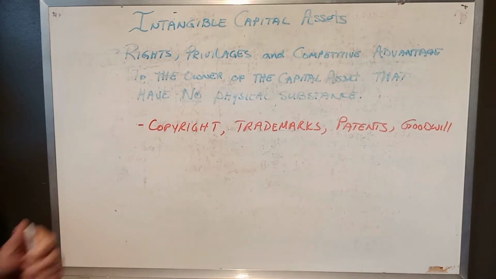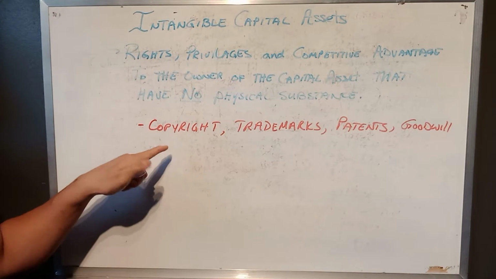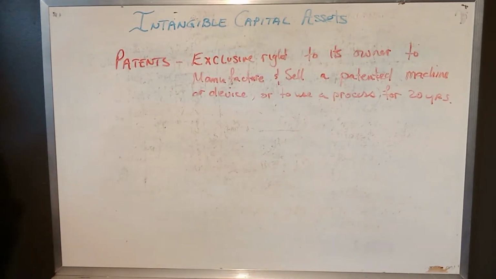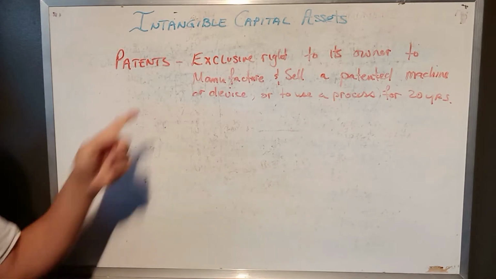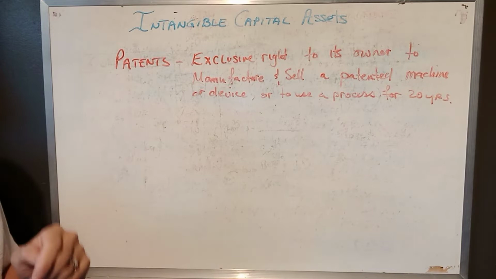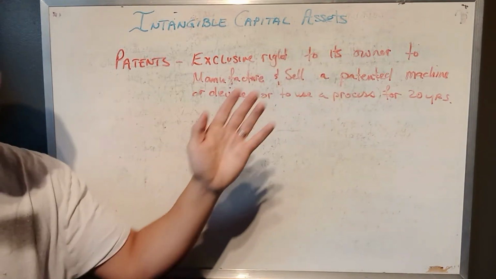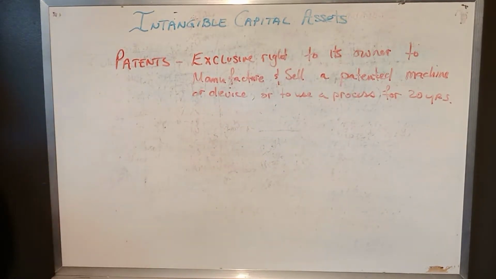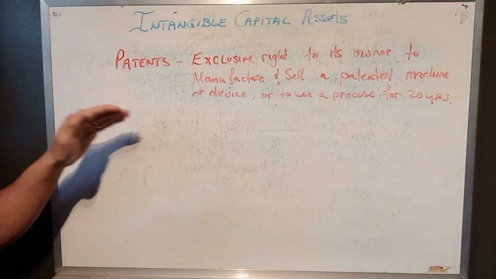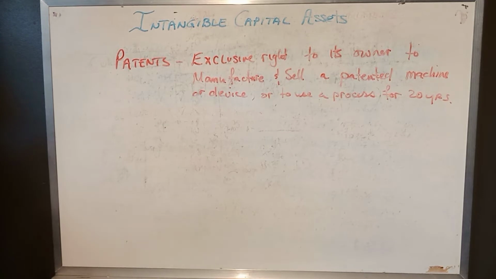So what I want to do is go through a little more detail for each one of these. Patents are exclusive rights to the owner to manufacture and sell a patented machine or device, or to use a particular product that would give them a specific advantage, for up to 20 years. The federal government encourages inventions of new machines, devices, and different production processes.